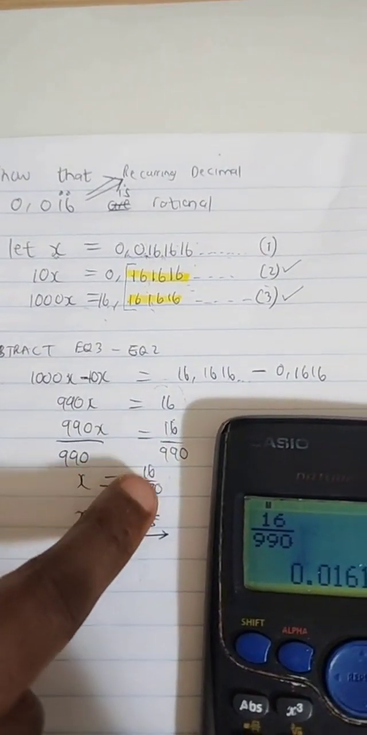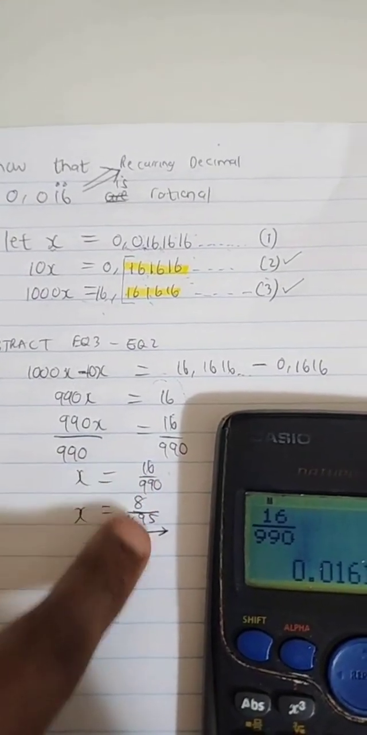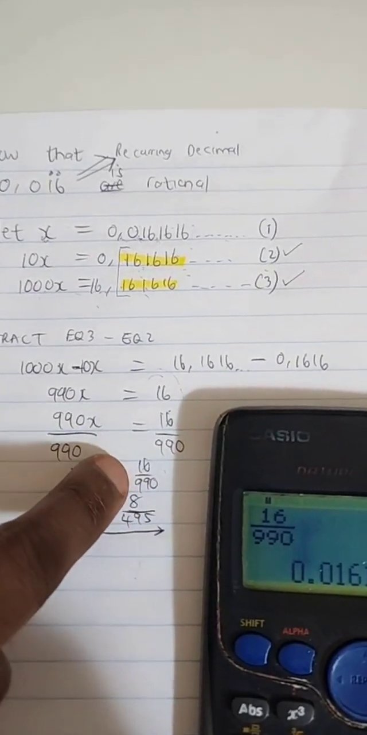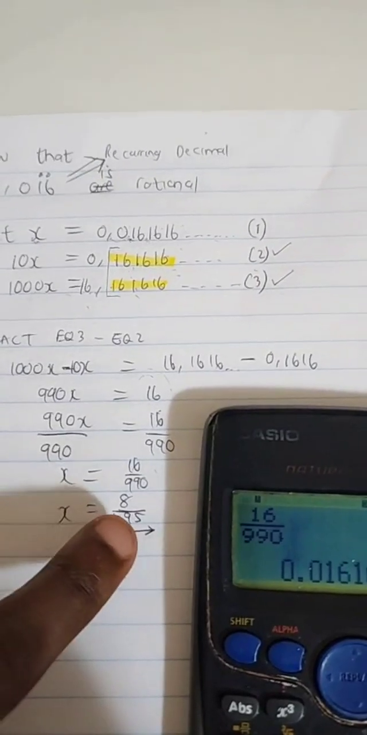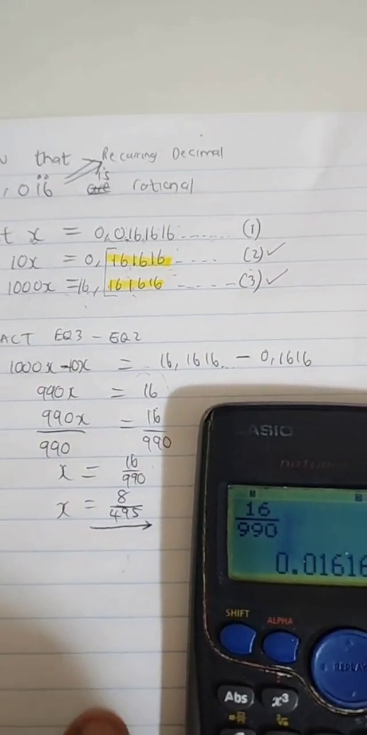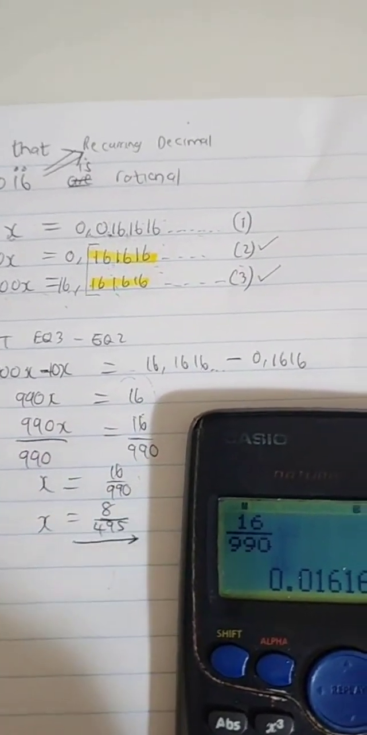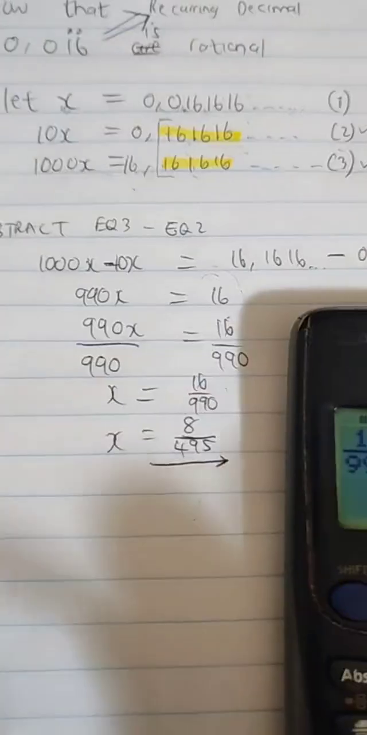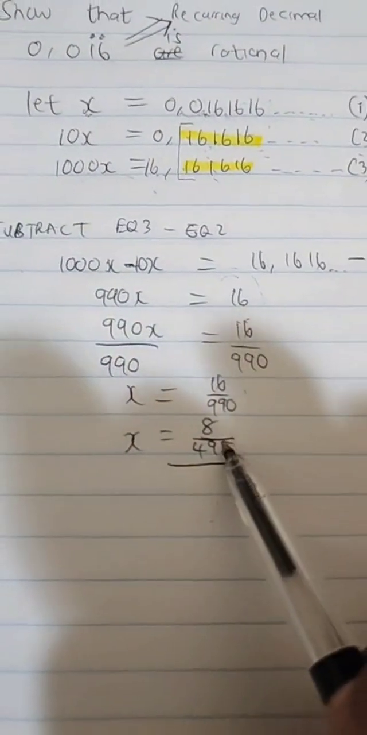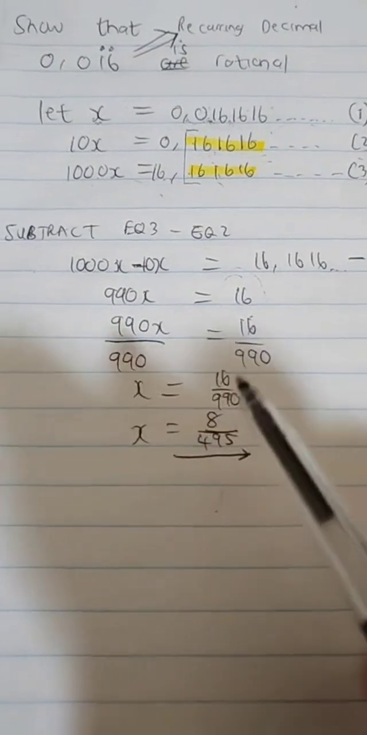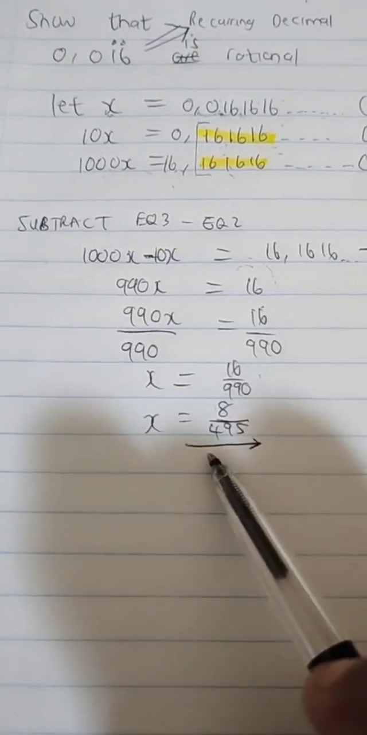Then that helps you when you simplify to get the actual fraction where the numerator is an integer, where the denominator is an integer, and where the denominator cannot be 0. This is a true rational number because it can be expressed in the form of A over B.